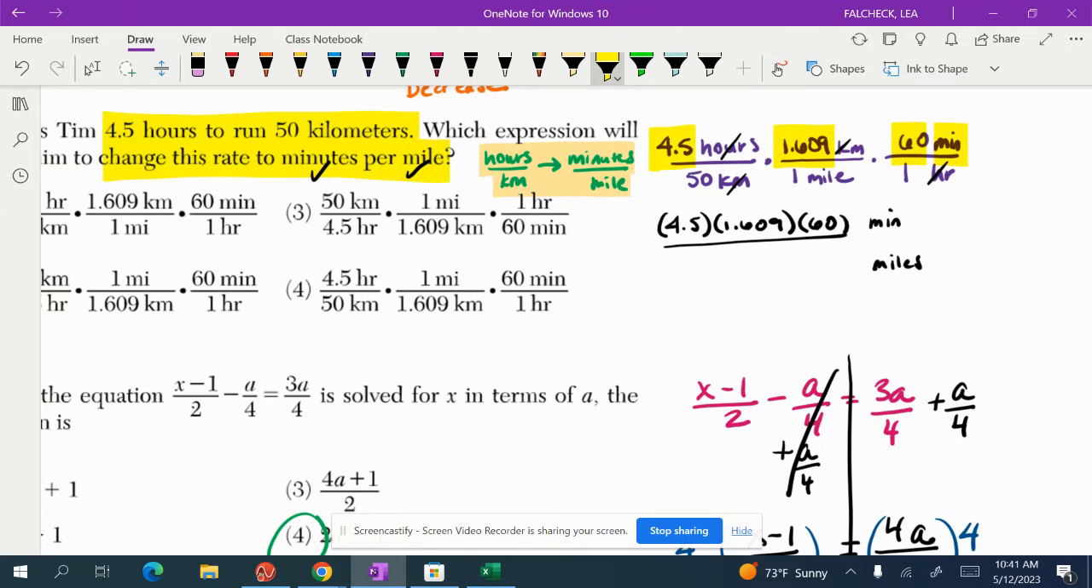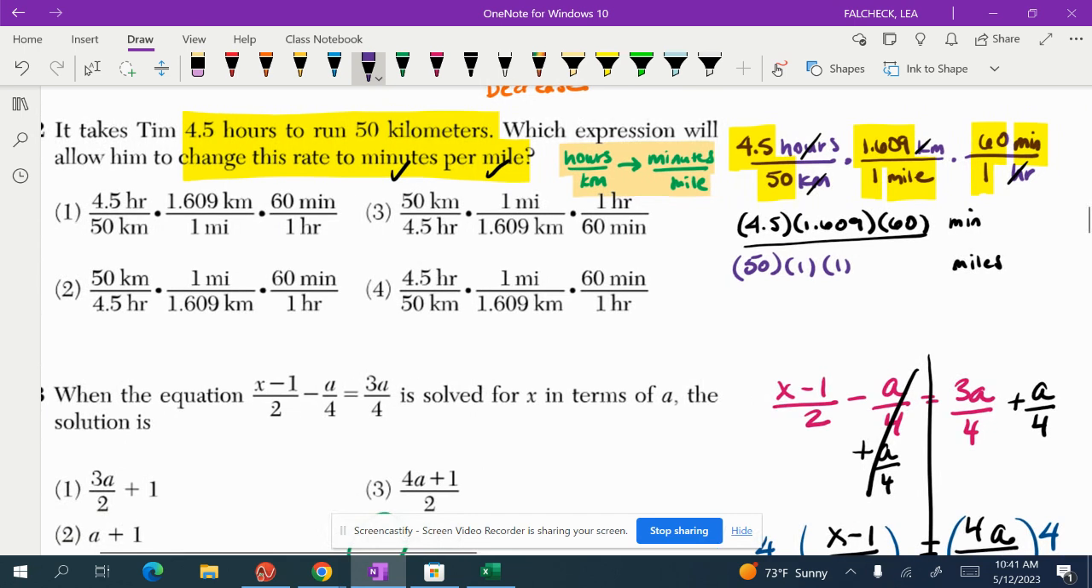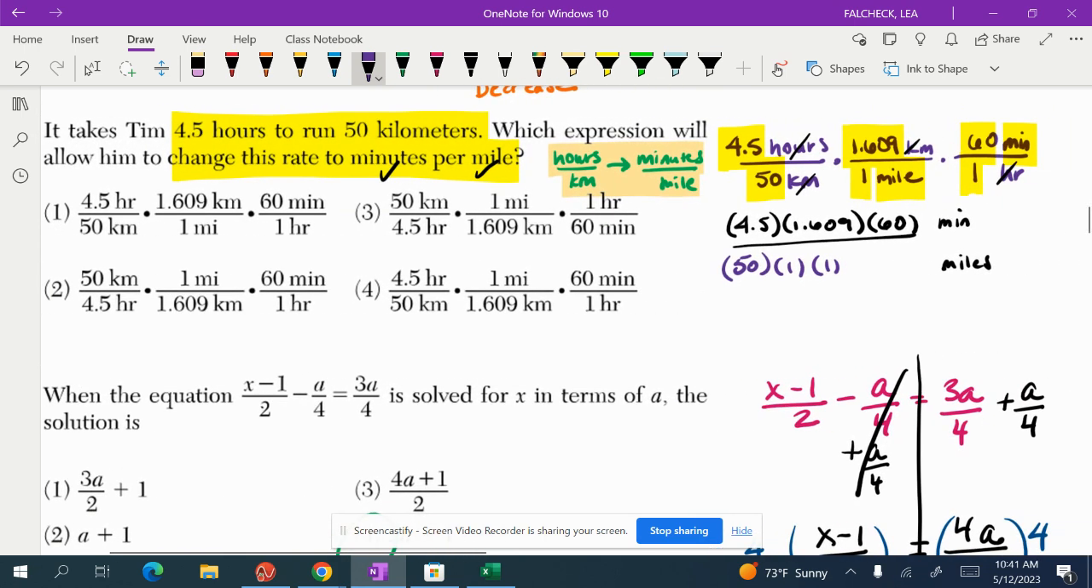So let's go ahead and look at what's left over in the denominator. I got 50 times 1 miles. Woo, I got miles in the denominator times 1. So now I'm going to do 50 times 1 times 1. Oh, I actually don't need to put these in my calculator. I'm just matching the structure of what I set up right here to one of the answer choices.